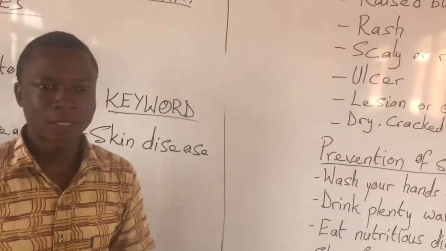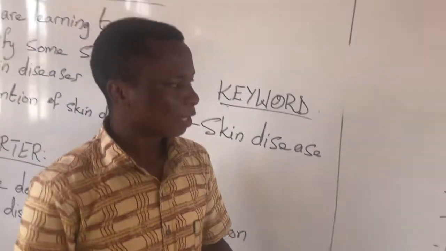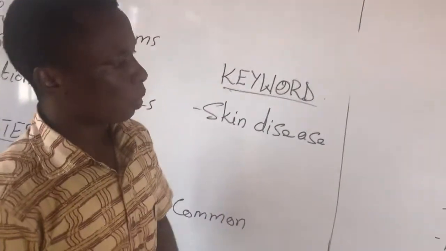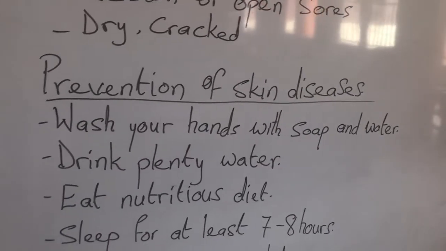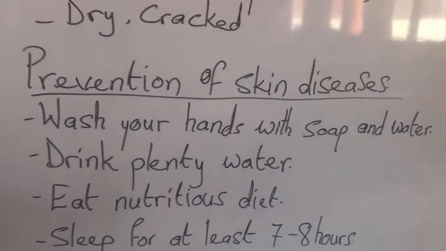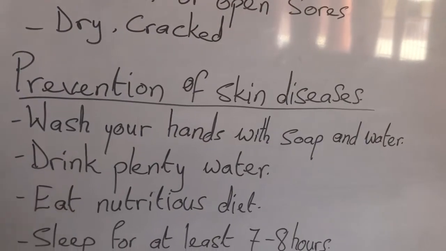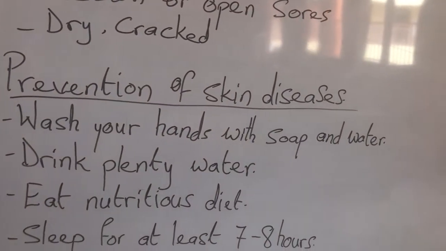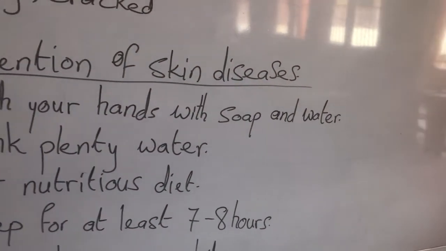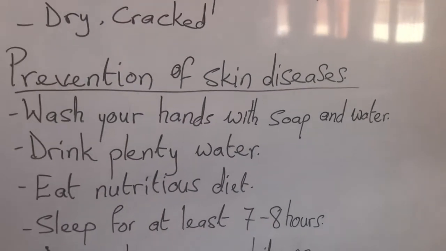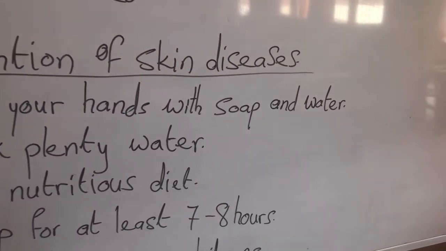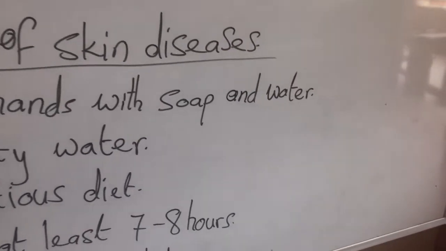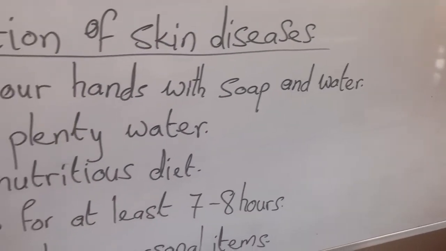How do you prevent some of these skin diseases? Wash your hands with soap and water, and the water should be running. It should be from a pipe or tap. You shouldn't always fetch the water in a bowl, put soap and wash. No. The water should be running.